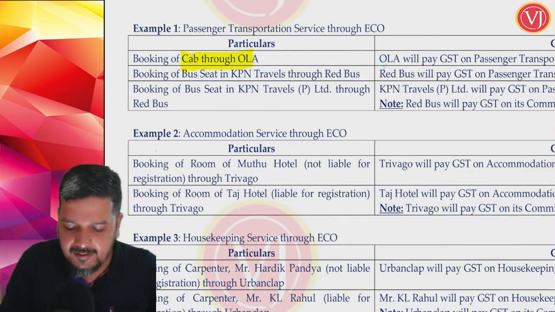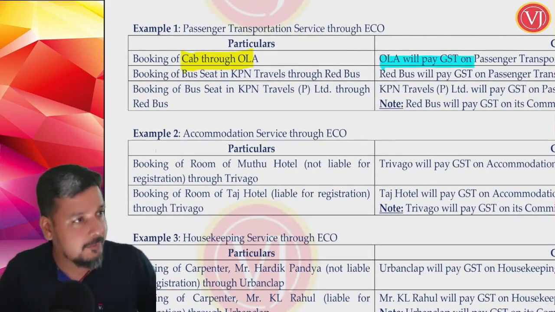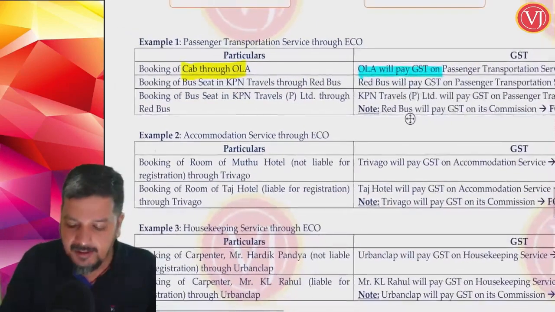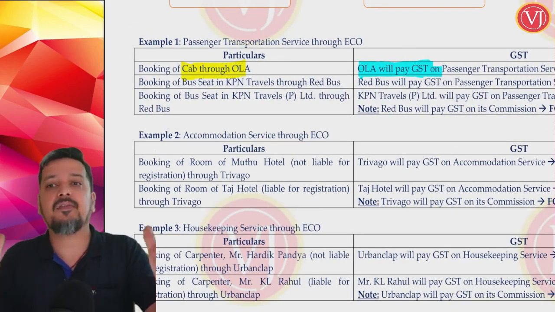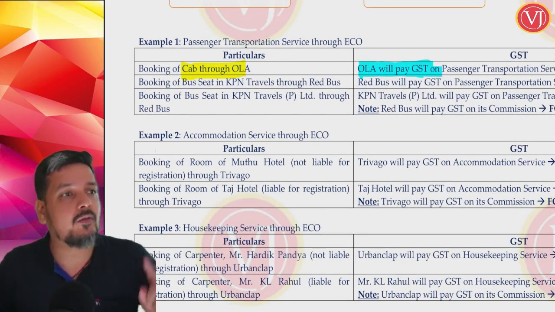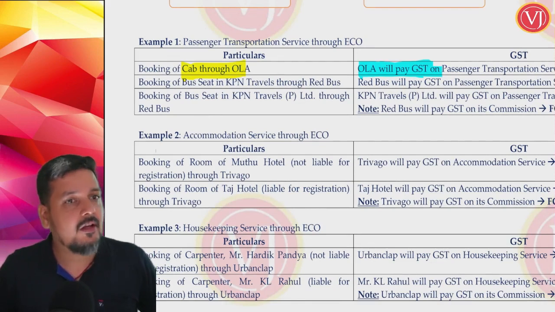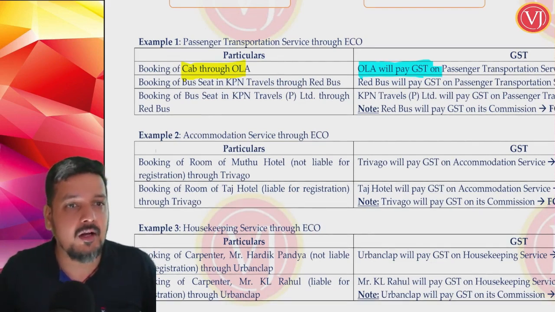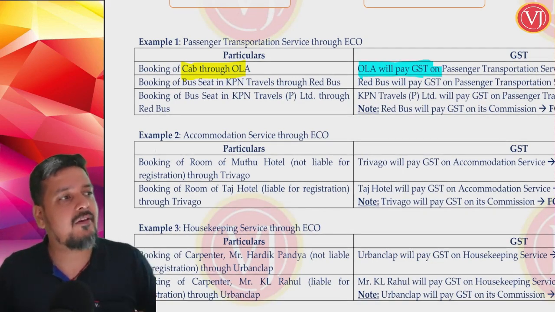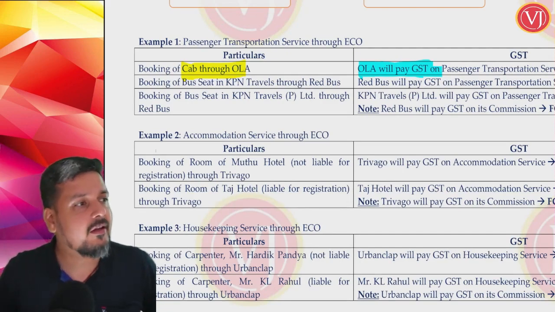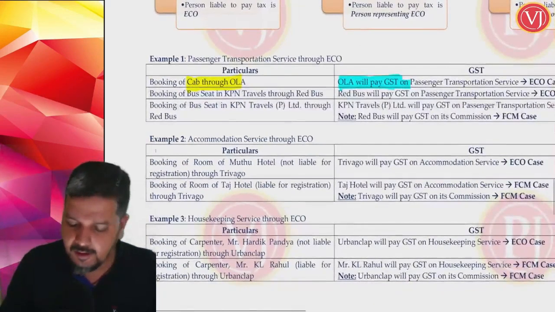Please understand that Ola generally gets a commission. But now Ola will pay tax not on its commission, but on the entire fare. Supposing the ride amount is 1,000 rupees, Ola's commission is 100. Normally, Ola would have paid the tax on 100, but now Ola will pay tax on the entire 1,000. It will not again pay tax on 100 rupees. 1,000 rupees includes commission. Ola will now pay tax on the entire 1,000. ECO category.